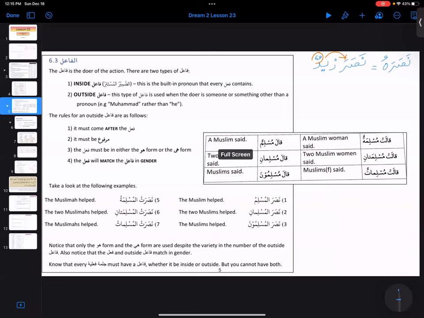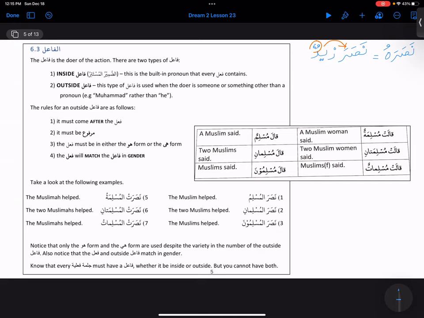Okay, so that was the one concept that we learned: with the fa'il, sometimes we are going to see an attached pronoun, and this attached pronoun is always maful. What kind of maful? Maful bihi. Why maful bihi? Because maful bihi gives us the answer of who and what. And this attached pronoun is always going to give us the answer of who and what. That's why any attached pronoun which is attached to a fi'l is always going to be maful bihi.